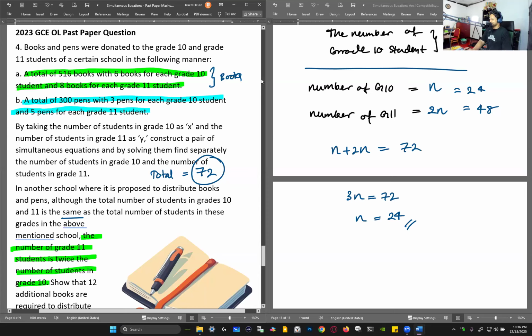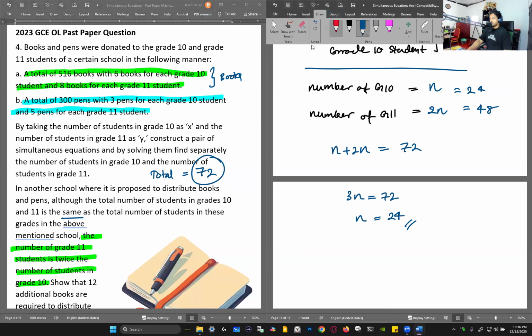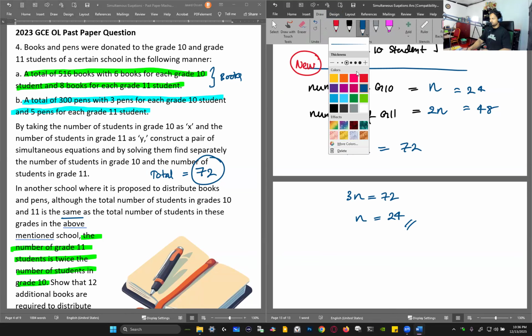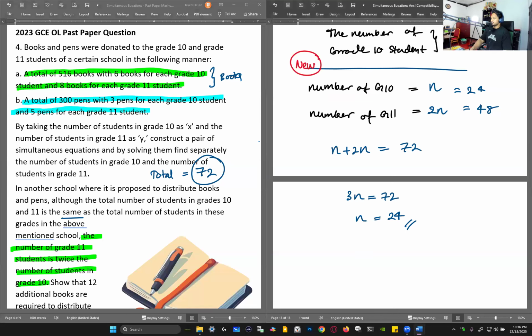I'm kidding, of course. So 6 books for grade 10, right? There are 24 grade 10 students. This is a new school, don't forget, not the old school. They're distributing the same amount of books. 6 books for grade 10, so 24 multiplied by 6. 8 books for grade 11, so 8 multiplied by 48. What is this equal to? 24 into 6.